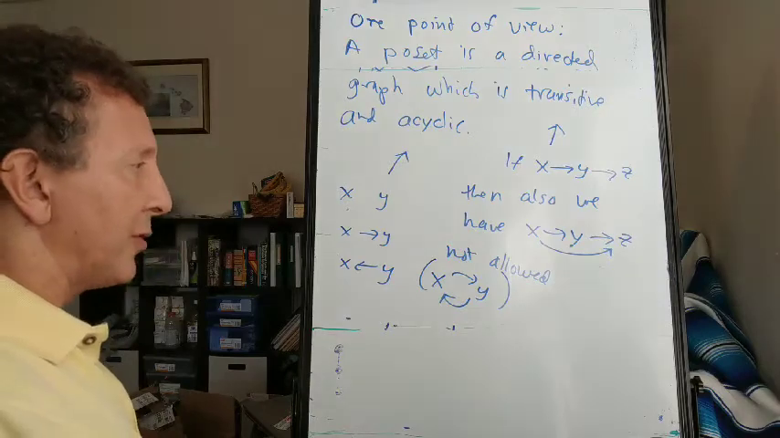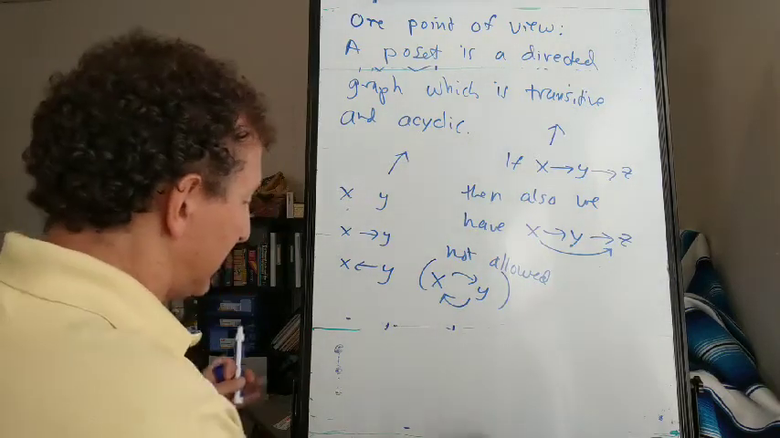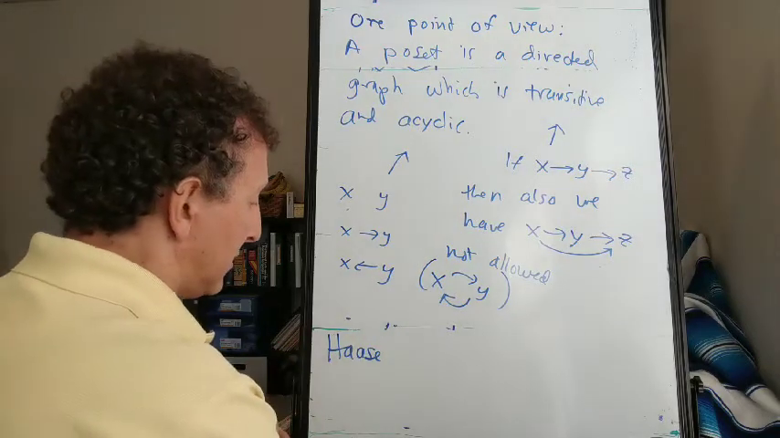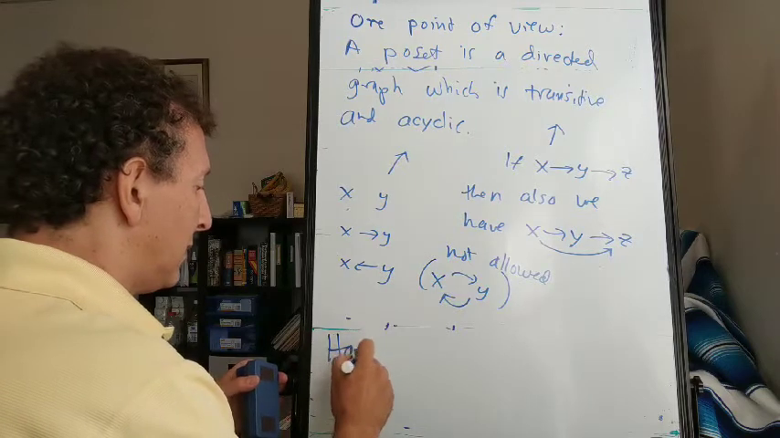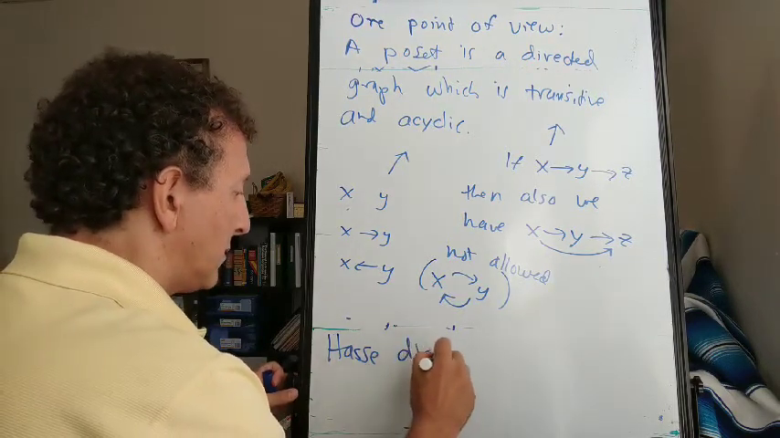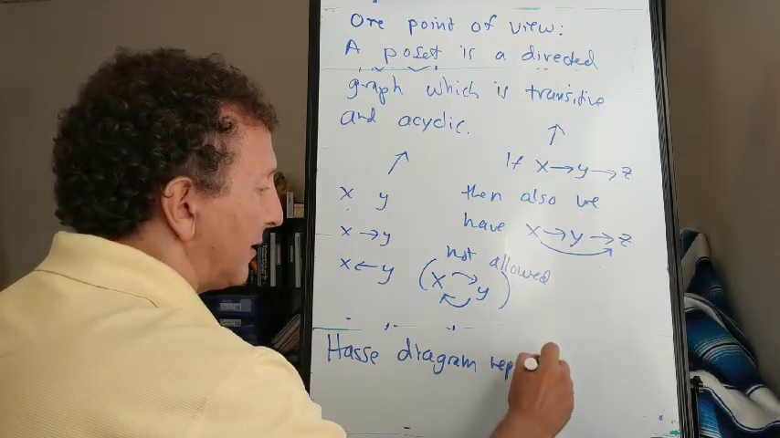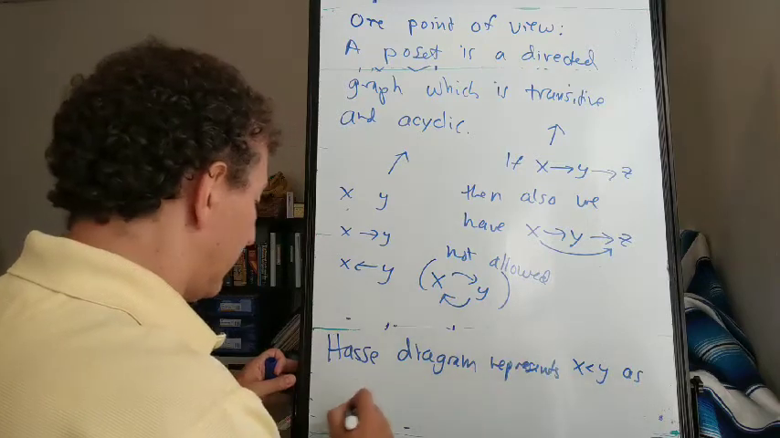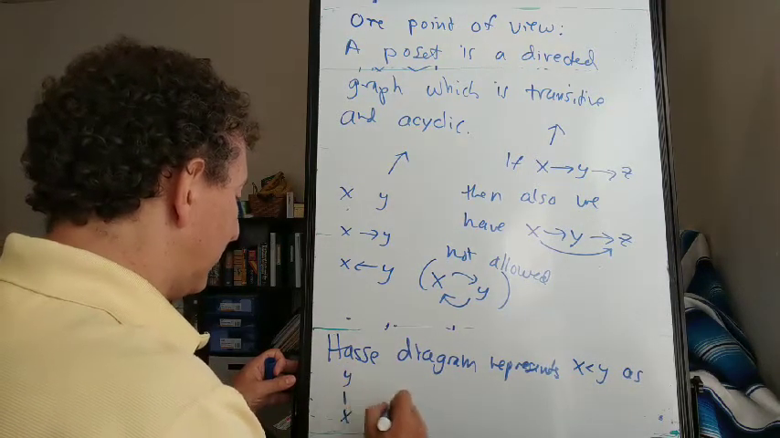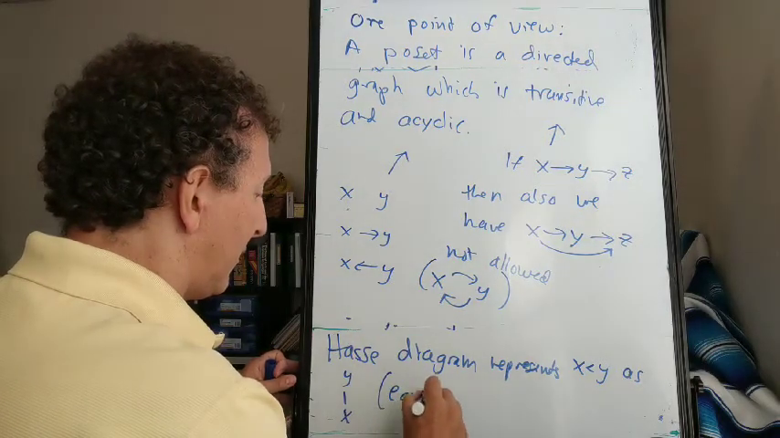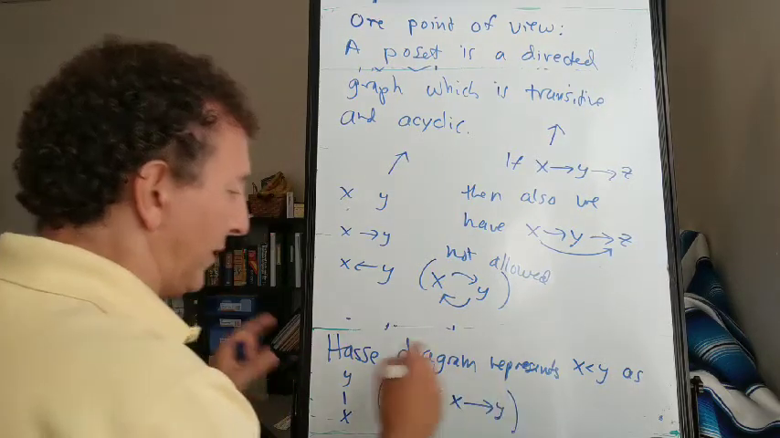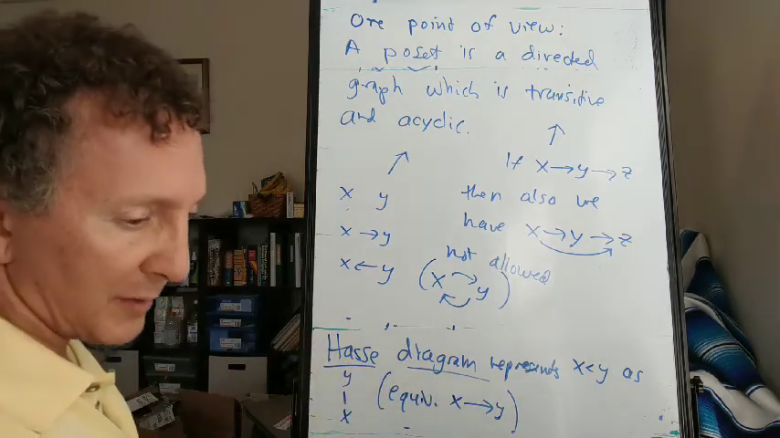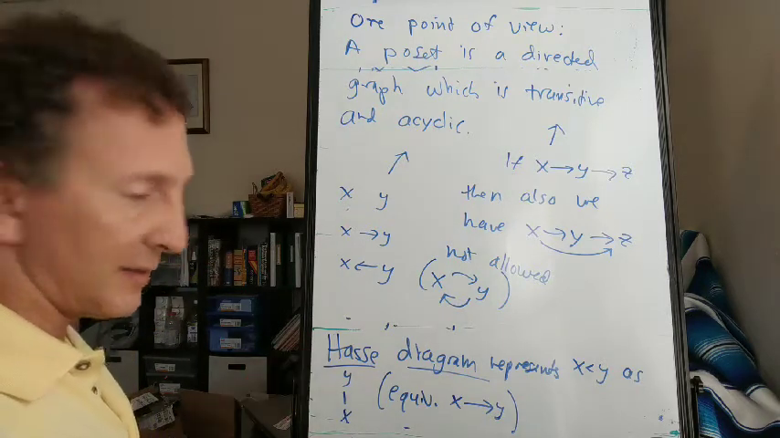And the diagrams that I have drawn are called Hasse diagrams. So a Hasse diagram represents x less than y as x down here and y up there. Equivalently, this is x with an arrow to y, a directed edge from x to y. So these diagrams that I drew for one element posets, two element, three, and four element posets are called Hasse diagrams.